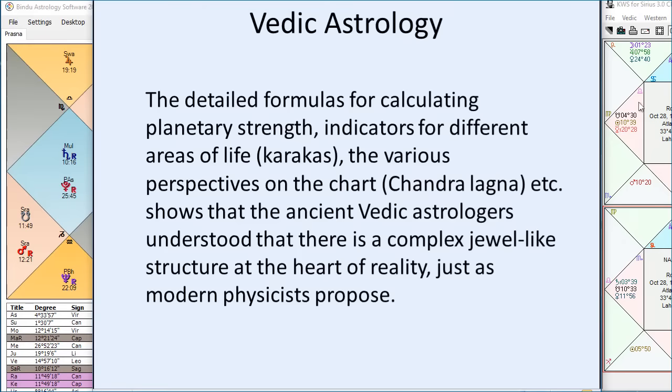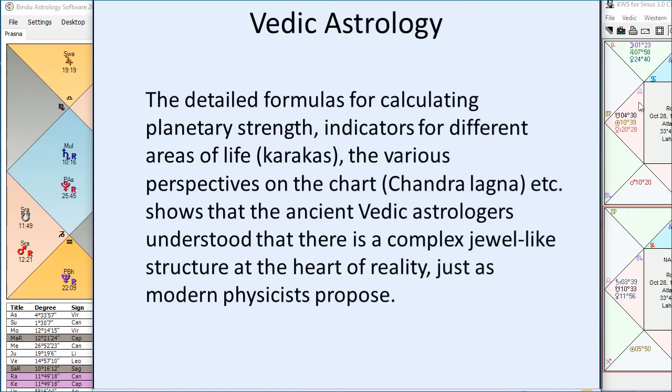one thing that's amazing about this is that scientists have recently proposed that there's a complex jewel-like structure at the heart of reality, just as the Vedic astrologers have proposed that. And by the way, if you're not familiar with Vedic astrology in any detail, it's amazing how much information there is. There are ways to determine planetary strength, many different systems. Some are very numerically intensive, others are simpler. There are ways to evaluate which planets affect what areas of life, what are called the karakas.